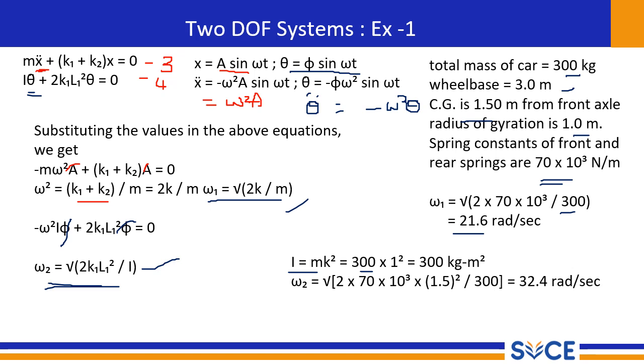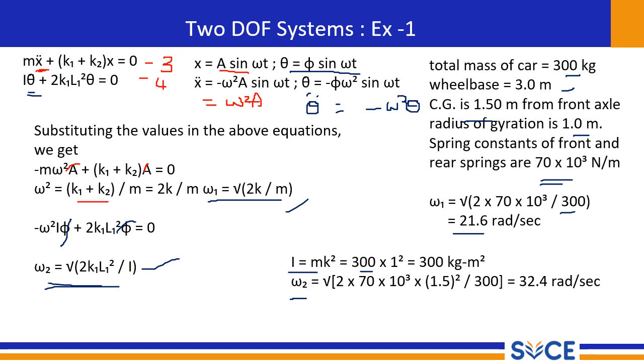Substituting this I value, already the K stiffness value we know, that is 70 into 10 power 3 Newton meter. L1 we know, it is given that it is 1.5. Center of gravity is 1.5 meters from the front axle. If you substitute all these things put together here, we can calculate the omega 2, that is the second natural frequency of the system, otherwise second resonance of the system, that is equal to 32.4 radians per second.